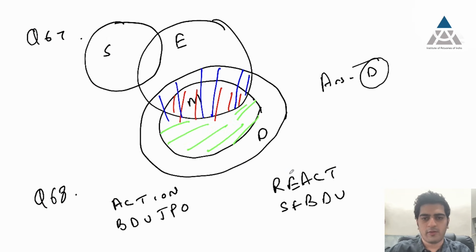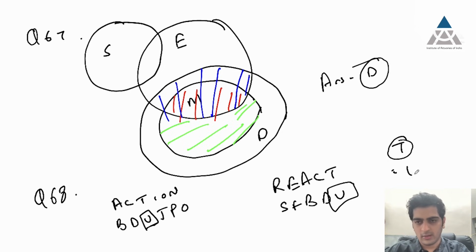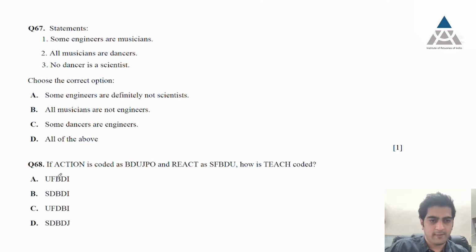And finally you have react, and that we are writing as SFBDU. Okay, so we want the first letter as T. What is T? You can see your third word is T in action, which is U, and over here fifth letter is T, which is again U. So T is definitely U. So before trying to write the other words, let's go to the options. We have two options, A and C, which start with U. So the answer is definitely either of them. So now instead of trying to code out the rest of the word, let's look at these options first. So you have UF, here also UF, then here you have BDI, and here you have DBI, which means the only difference between these options is the third and fourth letter.